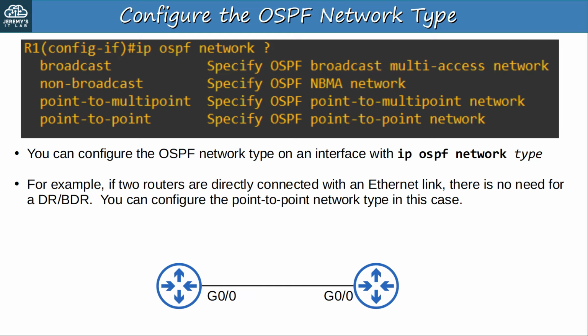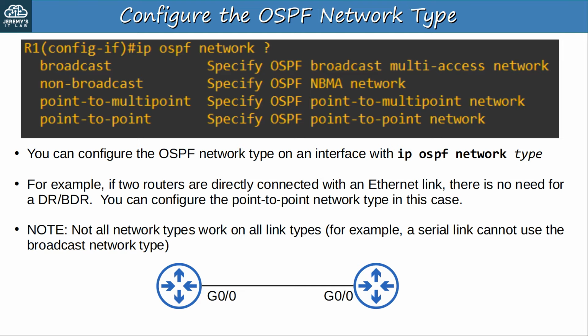So why would you change the OSPF network type? For example, if two routers are directly connected with an Ethernet link, like in the diagram below, there is no need for a DR and BDR. You can configure the point-to-point network type in this case, although you don't have to. Note that not all network types work on all link types. For example, a serial link cannot use the broadcast network type. This is because serial links don't support layer 2 broadcast frames, which is necessary for the broadcast network type.